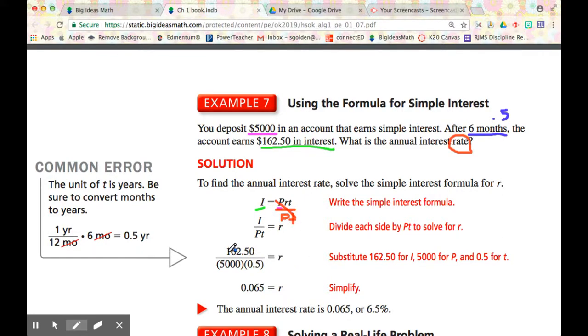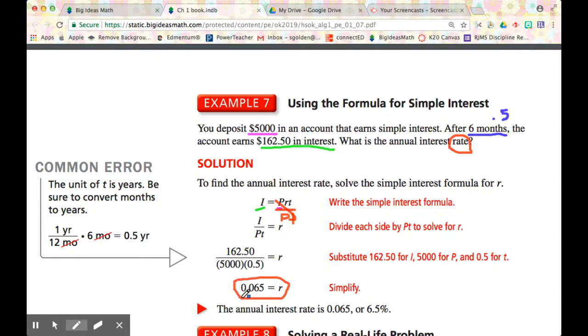So our rate will equal the total interest that was made, $162.50, divided by the amount we put in, $5,000, times the amount of time we had it for, 6 months. So 0.5. So our rate would equal 0.065.